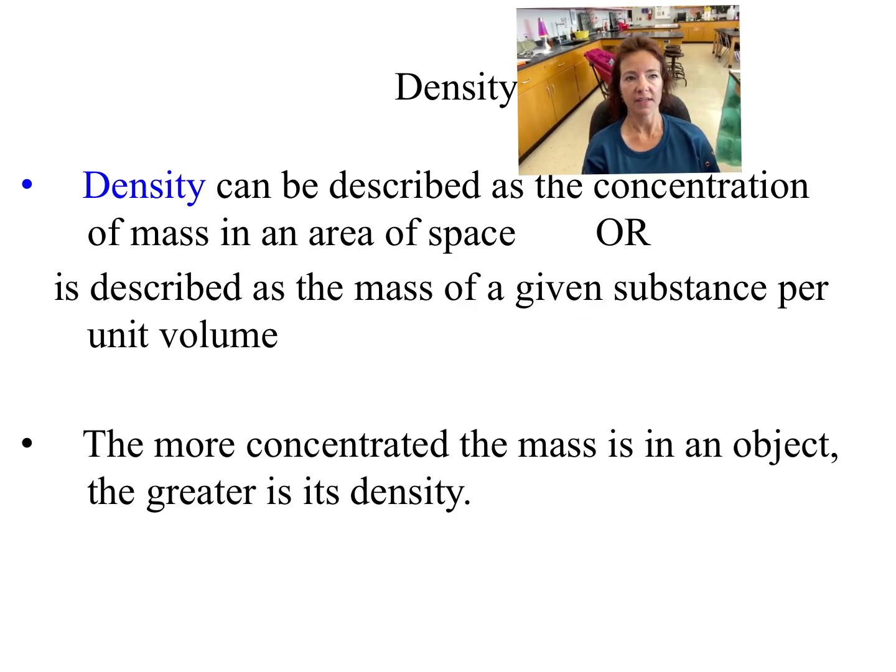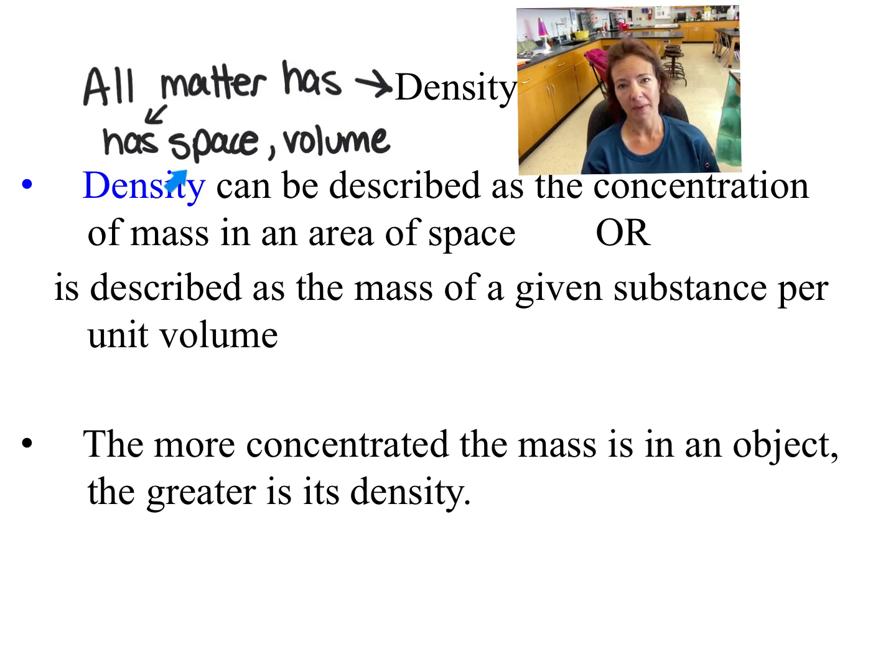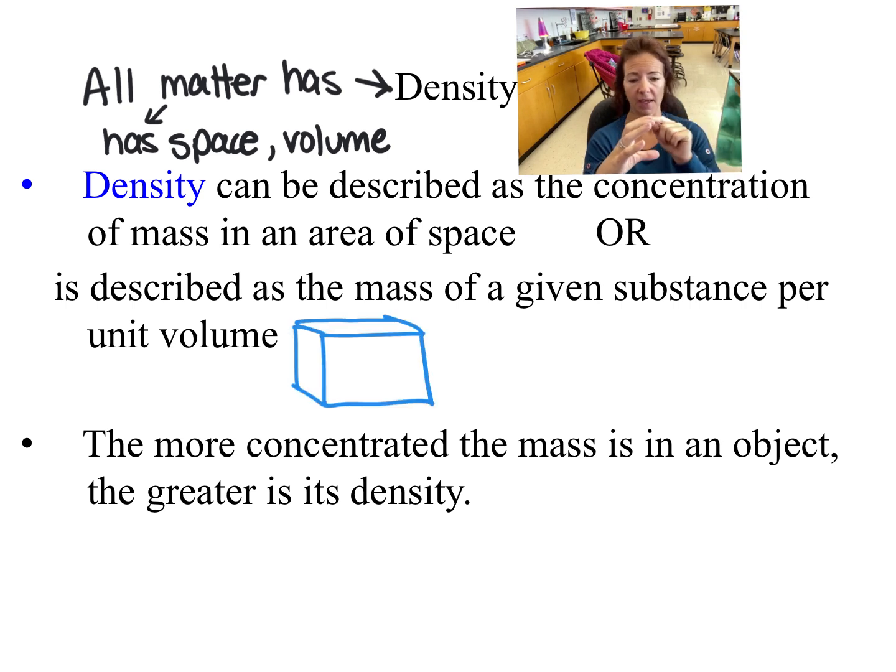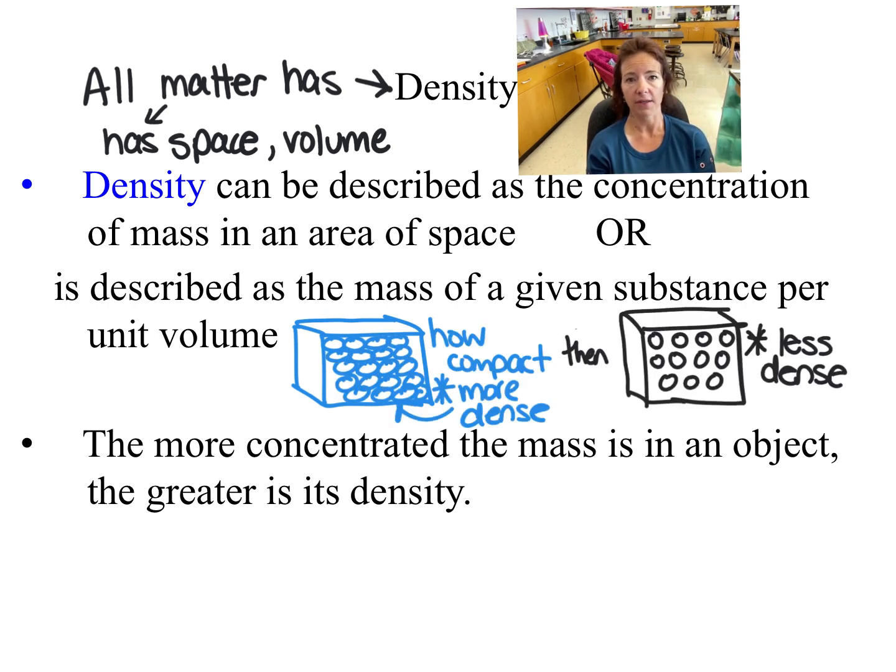So we have to understand that density is going to be related to anything that is matter. And so we have to remember that matter is anything that has volume and takes up space. So density is how concentrated that matter is. So for example, if I have a cube of something, when we're thinking about density, it's how tightly compacted all those molecules are in that particular area or that particular space.